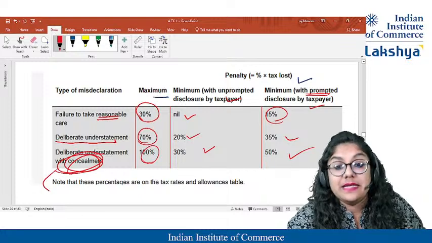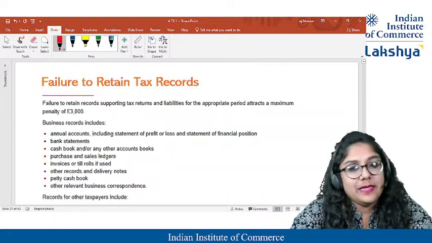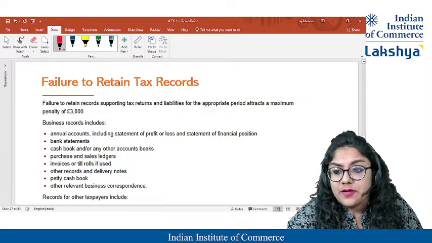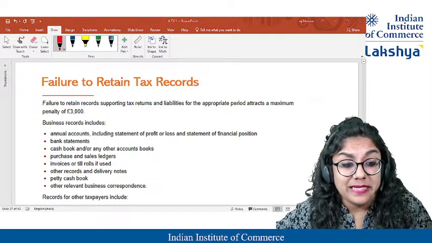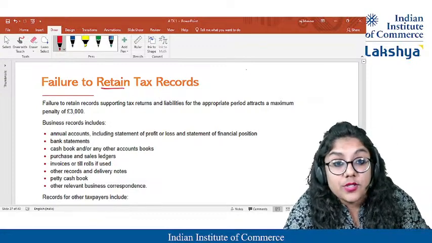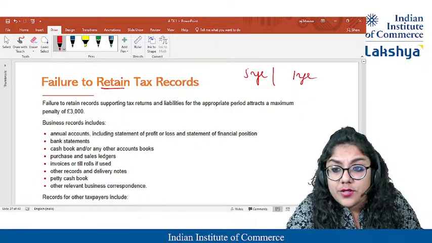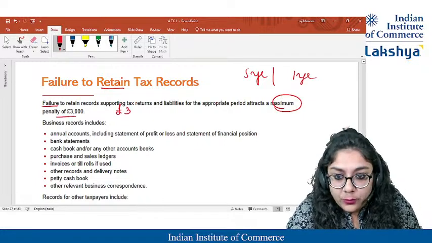Note that these percentages are in the tax rates and allowances table also, so you don't need to worry. For example, if I fail to retain the tax records, if I didn't record them properly, if I concealed them, meaning I have to maintain the records for 5 years or 1 year, then I'll have a maximum penalty of £3,000.